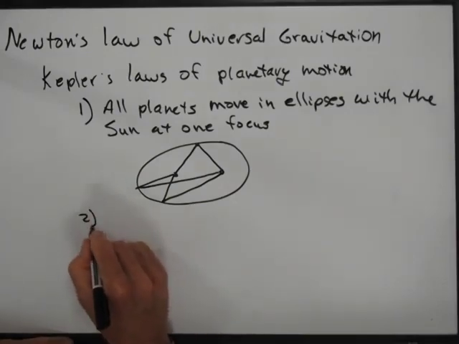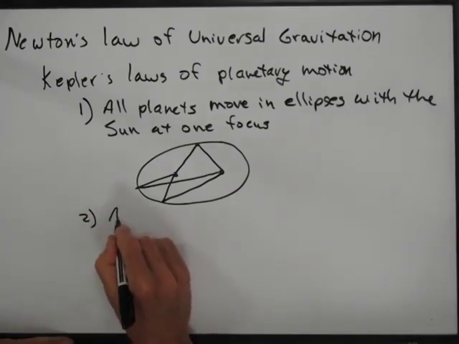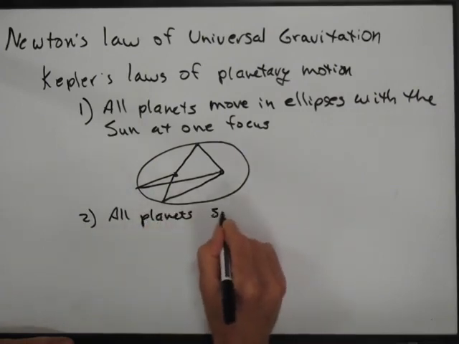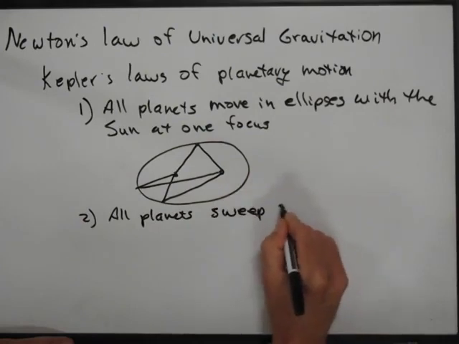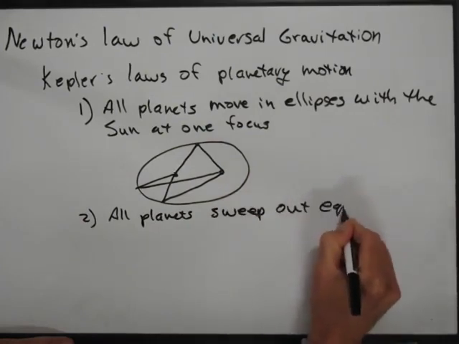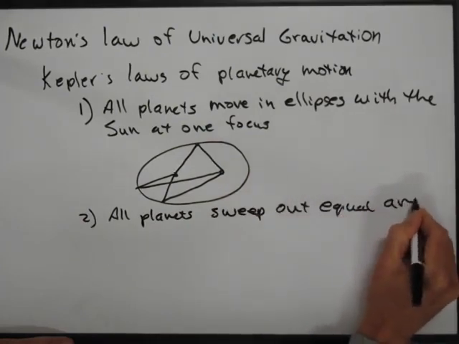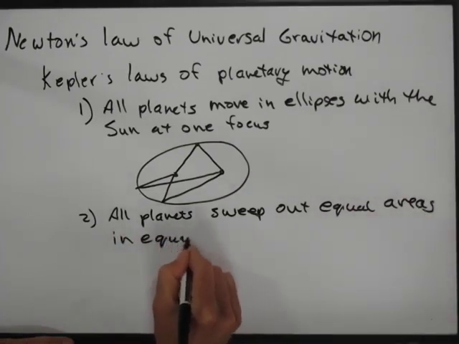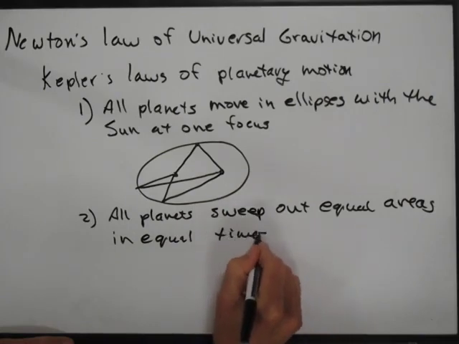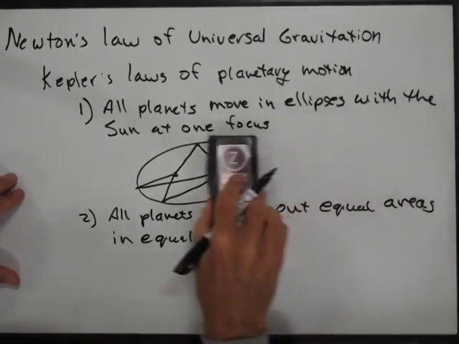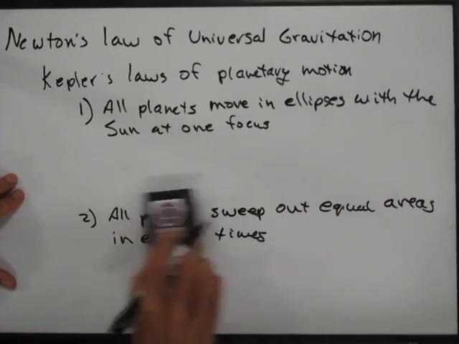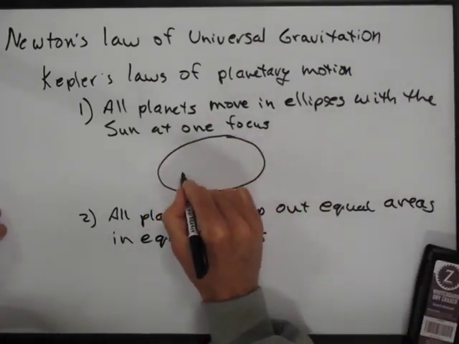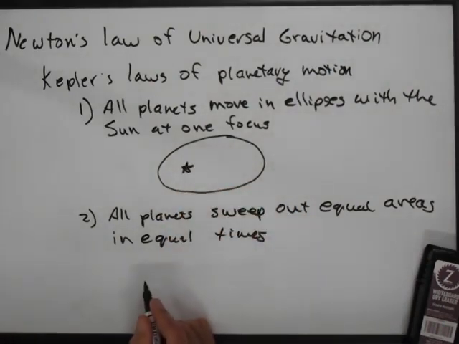So that was the first one. And the second one was all planets sweep out equal areas in equal times. So let me redraw my ellipse here. So the sun is only at one focus, it's at one of the centers.